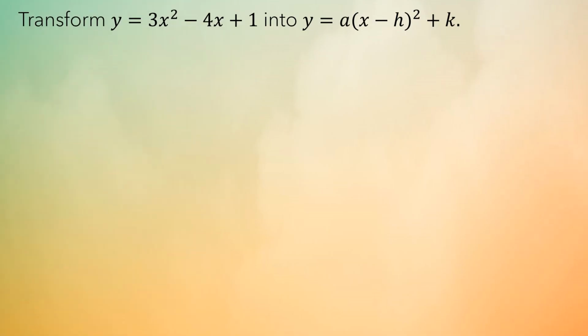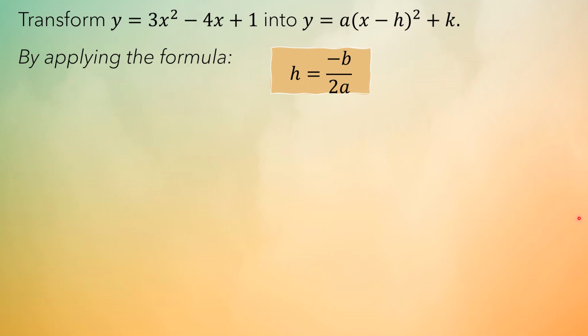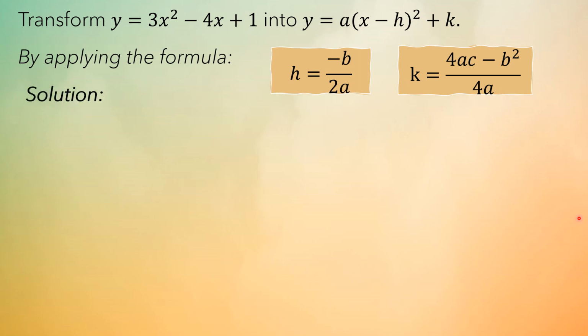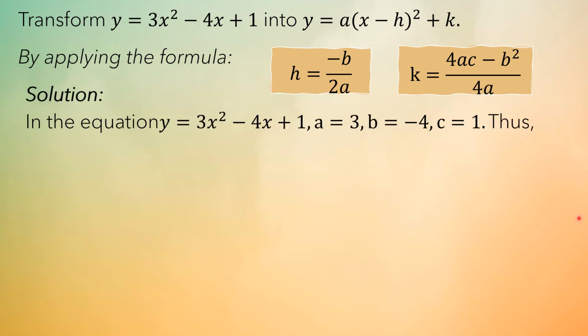But then again, meron shortcut kung paano natin matatransform ang given quadratic function na ito in this form. By applying the formulas, h equals negative b over 2a and k equals 4ac minus b squared over 4a. So for our solution, let us determine the values of a, b, and c. So the given values of a, b, and c in this quadratic function are a equals 3, b equals negative 4, and c is positive 1.